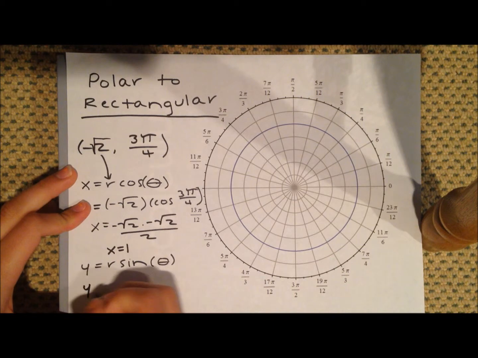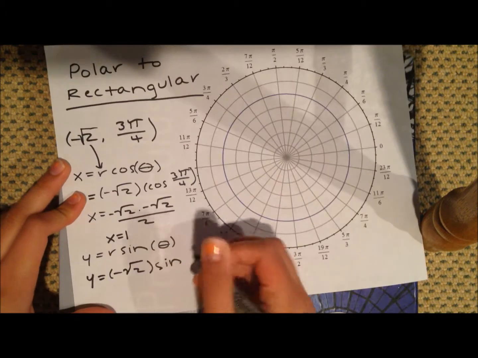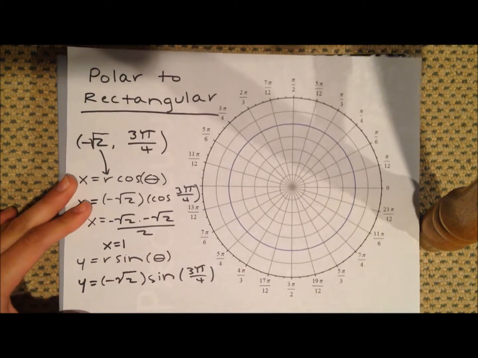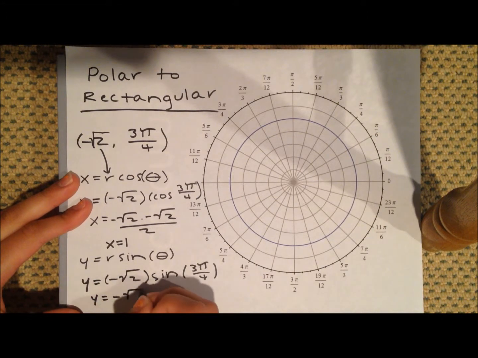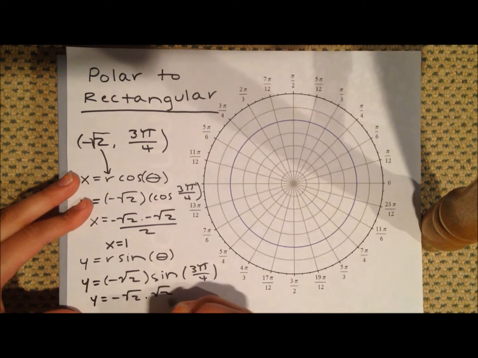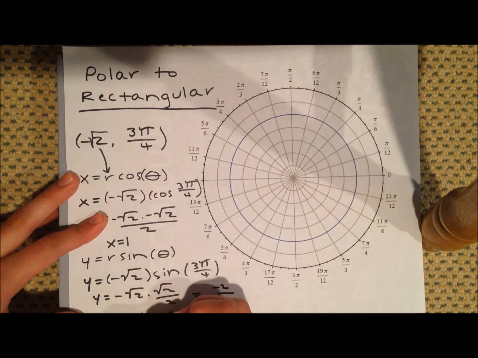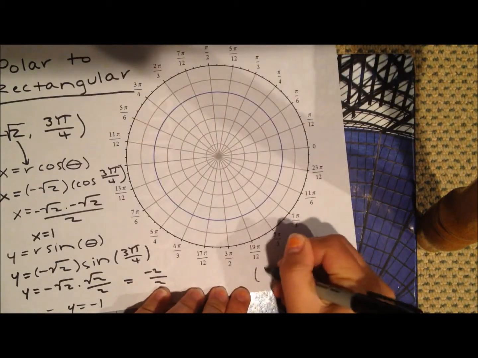For y, you plug negative root 2 back in for r, and it's sine of 3 pi over 4. Sine of 3 pi over 4 is root 2 over 2. So y equals negative root 2 times root 2 over 2, which is equal to negative 2 over 2. So y equals negative 1. The coordinates are 1 comma negative 1.